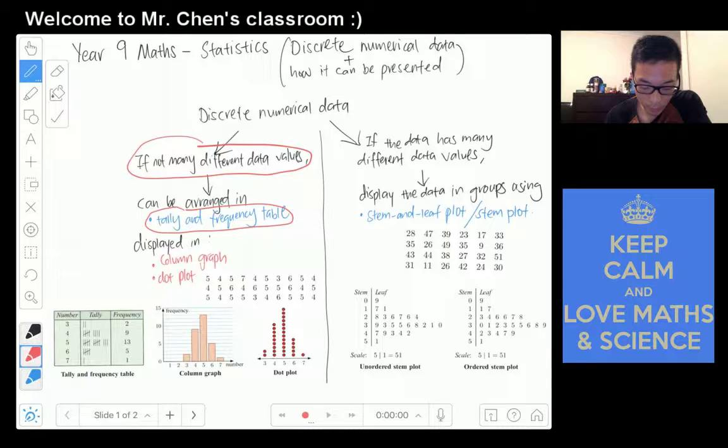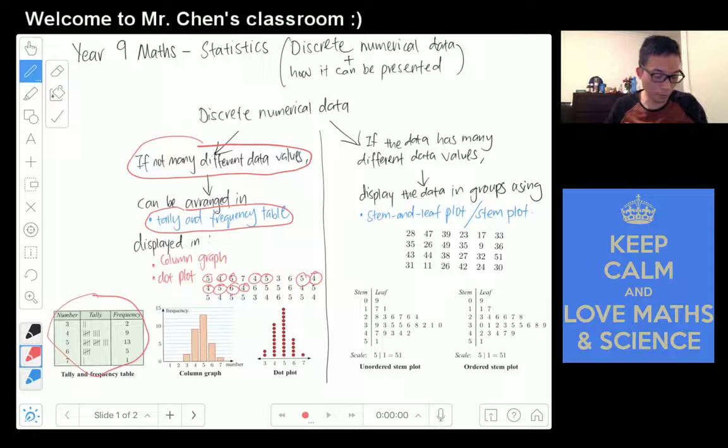If you look here, you have 5, 4, 5, 7, 4, 5 again, and then 3, 6, 5, and then you have a few 4s, and then 5 again, and then 6 again, 4 again. So it's a lot of repeated numbers. When you have those repeated numbers, that's what we call not many different data values. And the way you can arrange them is a tally, according to here. If I rearrange it, in tallies it will look something like the red circle.